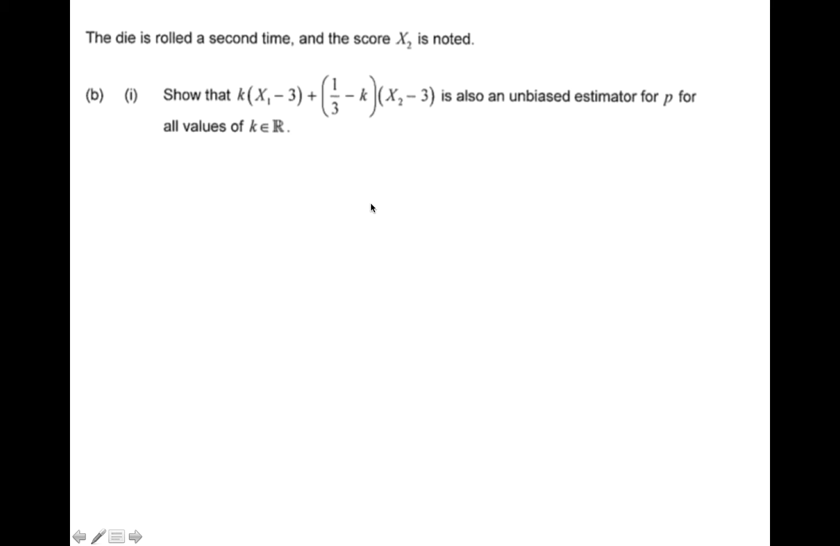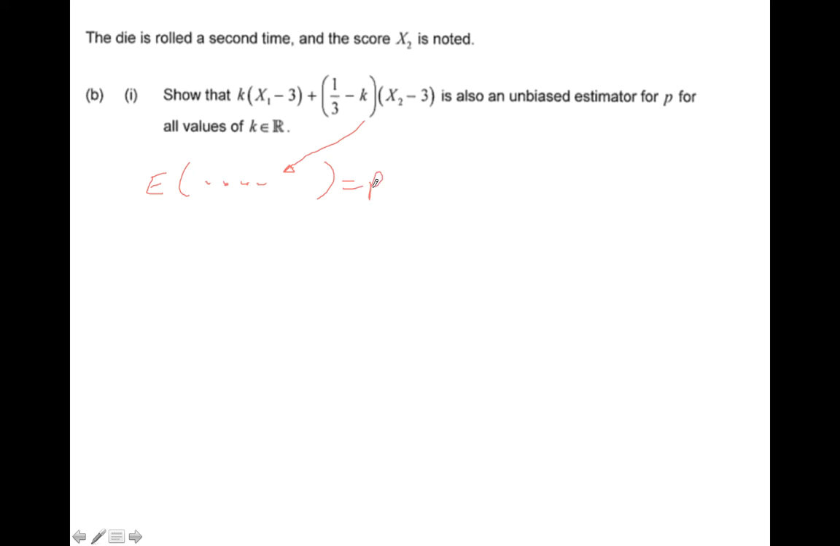Okay, the dice is rolled the second time and the score X2 is noted. We've got to show that all of this expression, which looks crazy, is also an unbiased estimator for p. Notice this is in factored form, k times X1 minus 3, and then in factored form here as well. So let's just write down a few assumptions at the moment. We need to show the expected value of all of that expression just comes out to be p.